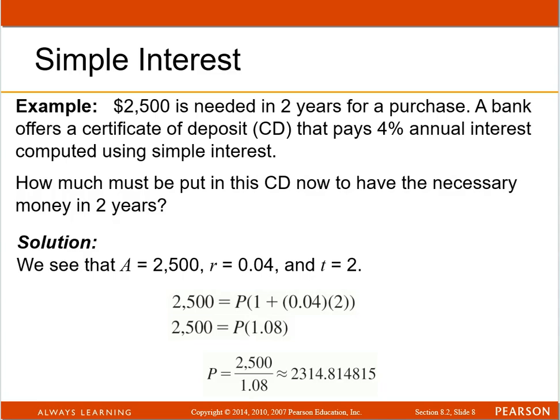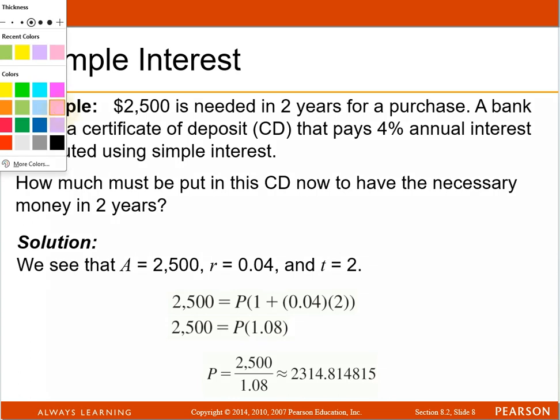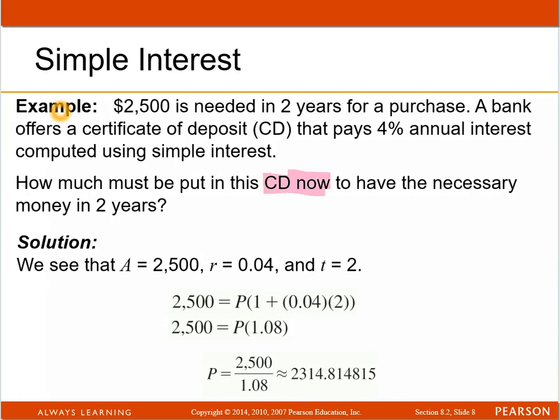And then one more example on this. $2,500 is needed in 2 years for a purchase. A bank offers a CD that pays 4% annual interest, computing using simple interest. How much must be put in the CD now? How much to put in the CD right now? That is P. That's what you're looking for. How much do you need to put in right now? The future value is 2,500. The interest rate is 4%. Time is 2. T is 2. So you can see they put it all in there.